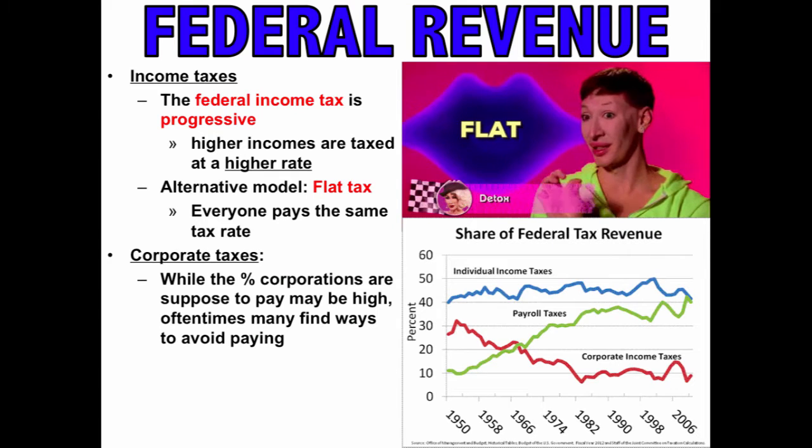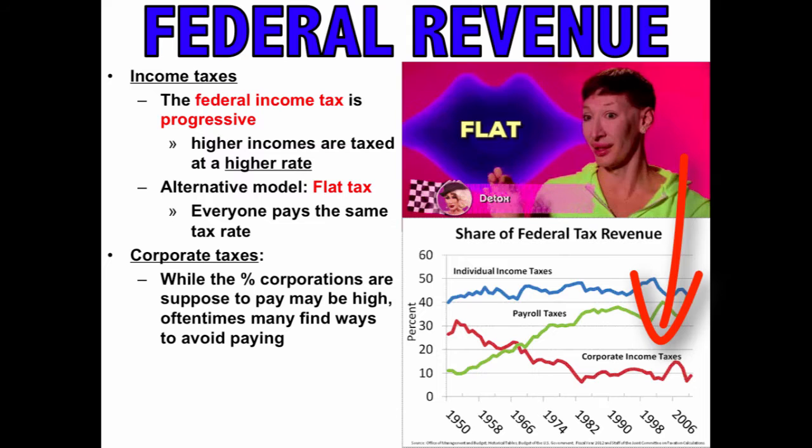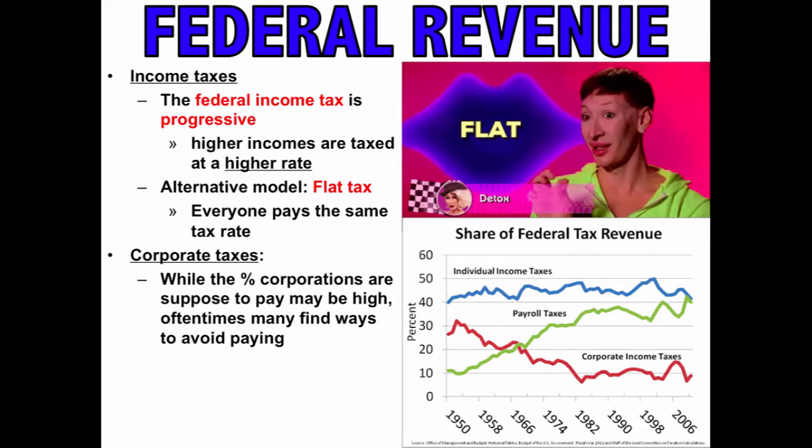Corporate taxes are also an important source of federal revenue, but while the percent corporations are supposed to pay may be high, oftentimes corporations find many ways to avoid paying taxes. You can see on the graphic that the corporate tax percent has actually dipped in recent years. Corporations are really good at finding ways to avoid paying. This is a global economy. They have foreign subsidiaries, foreign bank accounts, and so corporate tax rates may be one thing, but their actual payment may be another.